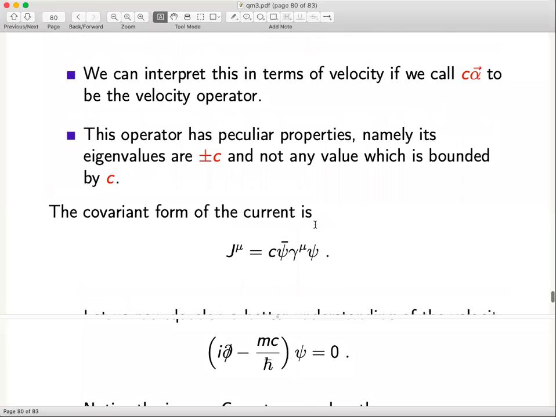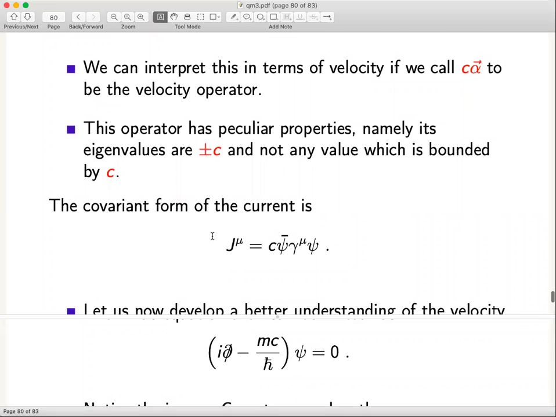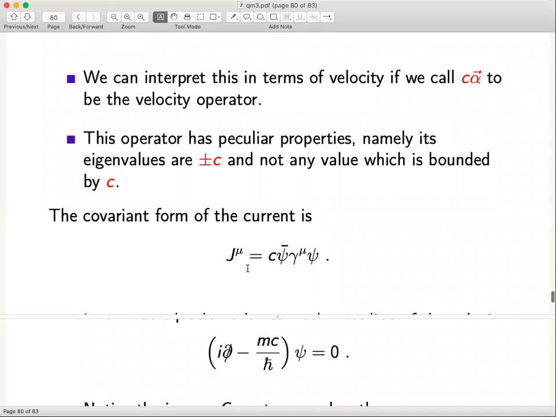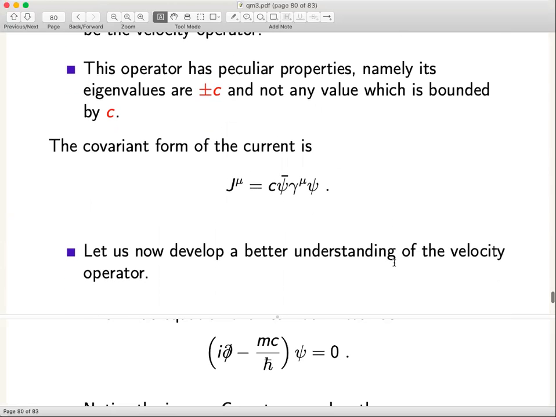So this looks like a natural way of writing down a current, and conservation of the current tells you that del mu of J mu, which is a derivative with respect to four-dimensional space-time, would be equal to 0. If you try to do that, when you take del mu of J mu, you basically get the Dirac equation satisfied by psi bar times psi minus psi bar times the Dirac equation satisfied by psi, and that is of course naturally 0.